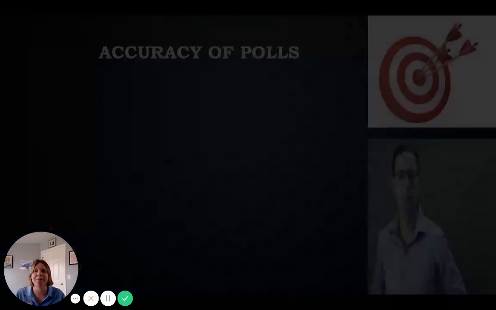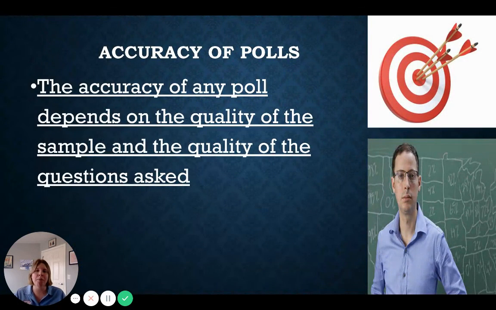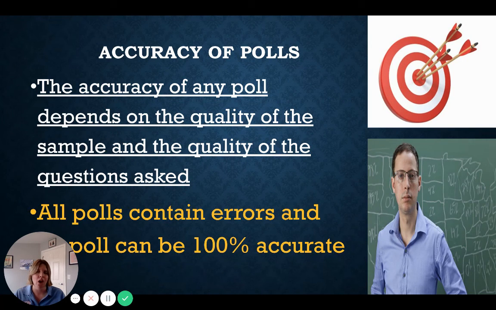So important to remember that the accuracy of any poll really depends on the quality of the sample and the quality of the questions asked. All polls contain errors, and no poll can ever be 100% accurate. And there's even polling organizations now that actually take existing polls and put those together, basically, to try to aggregate that data, put it all together. So again, you're not just looking at one poll, you're looking at many of them and kind of see trend lines over time.